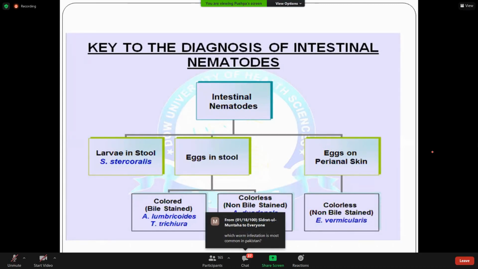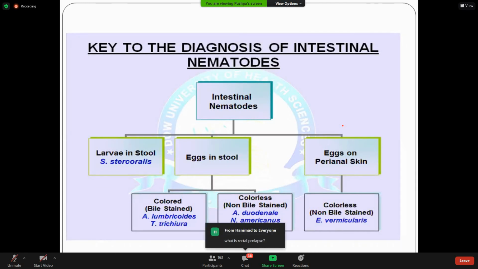Which worm infestation is most common? Very good question by Sidrat. What I have seen in my laboratory practice is Ascaris lumbricoides. Sometimes hookworms are also seen. H. nana, E. histolytica, Trichuris trichiura, Enterobius vermicularis. These are all I have seen in my laboratory practice.